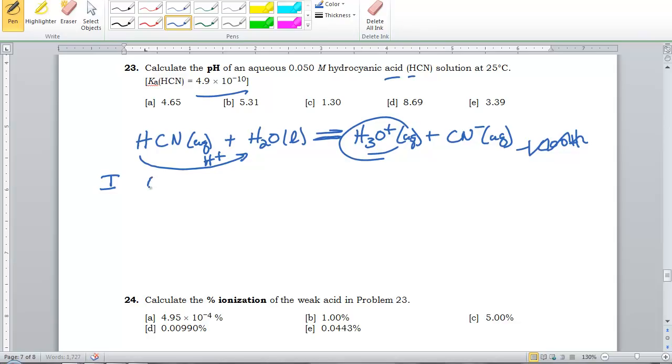Initial concentration of that acid, 0.05 molar. Let's assume there are no products before we've started. Even though we're not going to get very much product, this is a really small equilibrium constant. Even though we're not going to get much product, we will get a little bit. So this cannot be at equilibrium with zeros at our product. So some reactant has to go to product. All our coefficients are 1, which is nice.